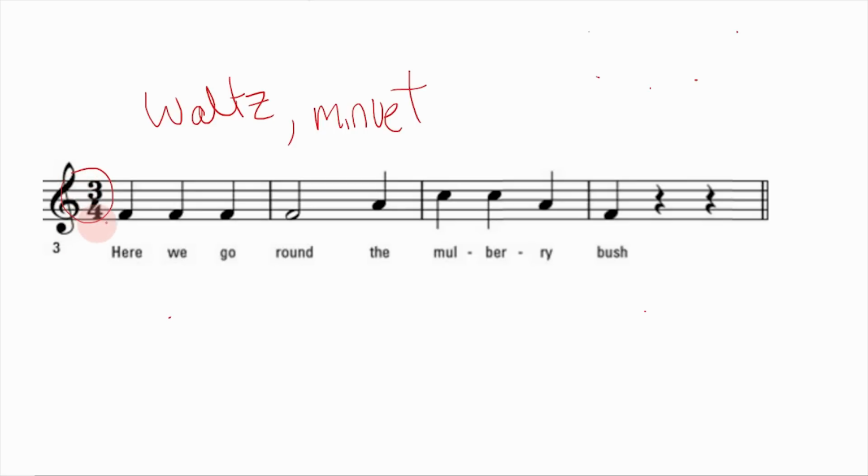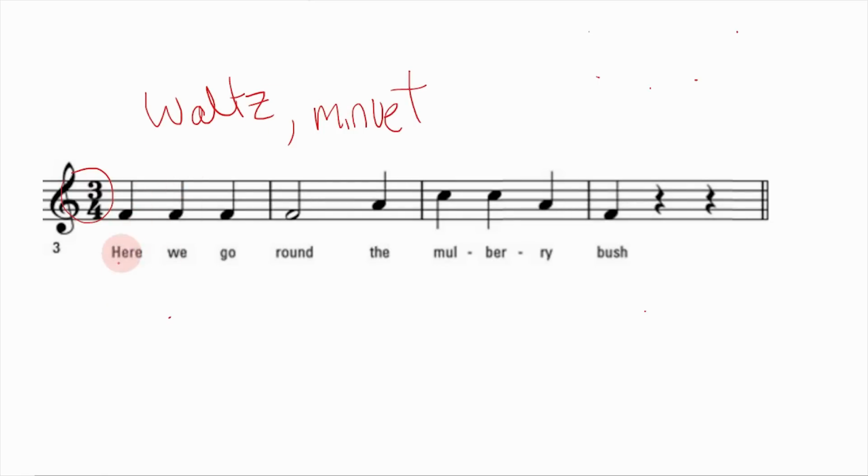So let's move on to 3/4 time, which is still sometimes used in pop music, but it's a lot less common than 4/4 time, which, I don't know, is probably in a very high percentage of songs that you listen to. 3/4 time is the time signature of waltzes and minuets, most popularly, and we're going to be listening to a waltz as our example today.